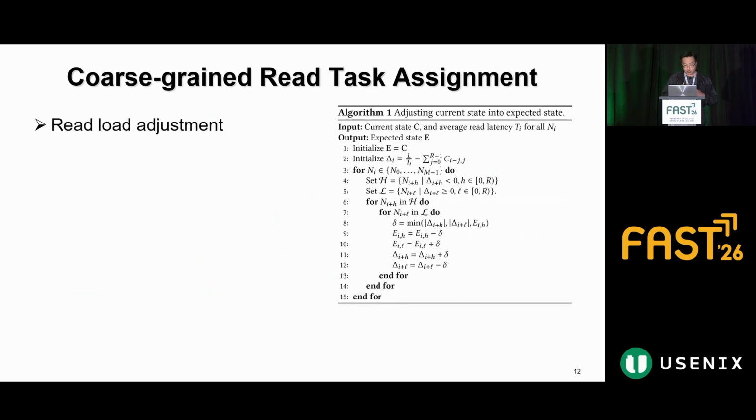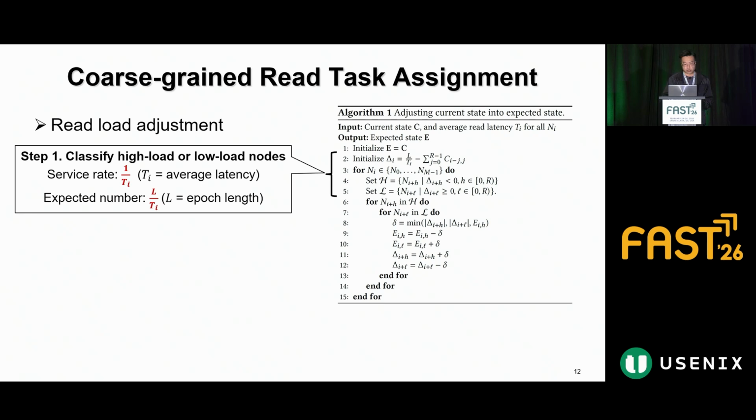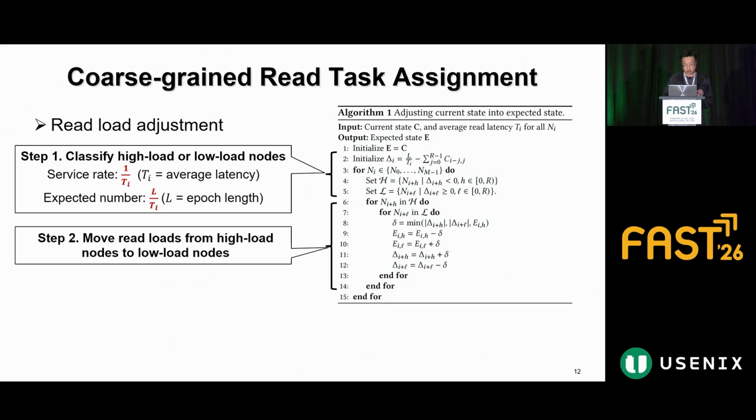So then, based on the collection of the read loads, we run the algorithm to adjust the read load. The basic idea is we try to share the read requests across the replicas. Each replica will receive a proportion of the read requests, and we try to move the read loads from high load replica nodes to low load replica nodes, so that each node, based on the current load, will receive the corresponding portion of read requests.